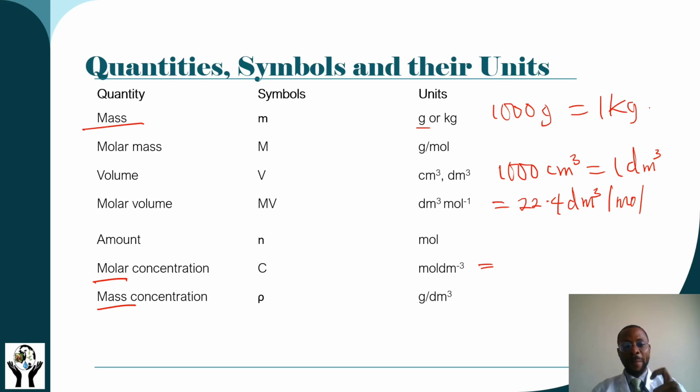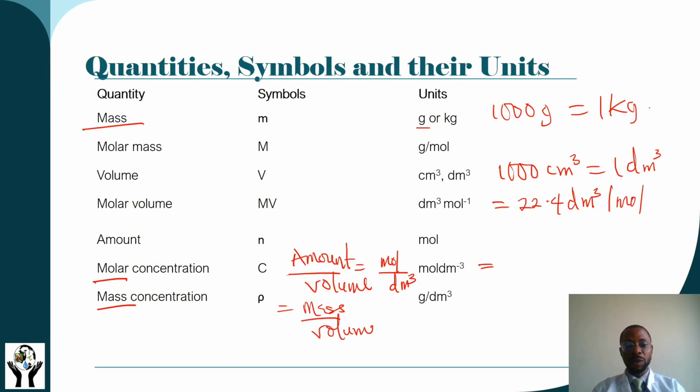For molar concentration, that is amount over volume. So if the unit of amount is said to be moles and the unit for volume is dm cube, the molar concentration is going to be mole per dm cube. Then for mass concentration, that will be mass over volume. So if the mass is measured in grams and volume is in dm cube, that will give us gram per dm cube for the mass concentration of a particular substance.